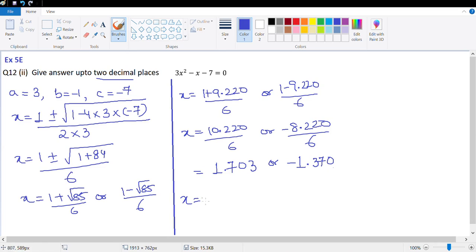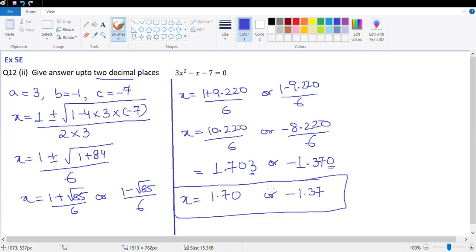Let's round it off to 2. Now, since the third digit after decimal is less than 5, I do nothing with the second digit. So the answer is 1.70. In this case also, this is 0, which means less than 5. So the answer is negative 1.37. So that's our final answer, 1.70 or negative 1.37. Good, let's look at the next question.